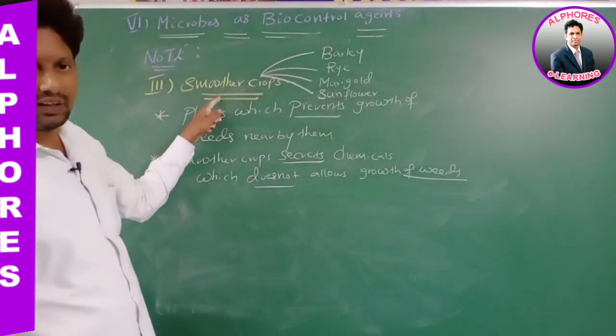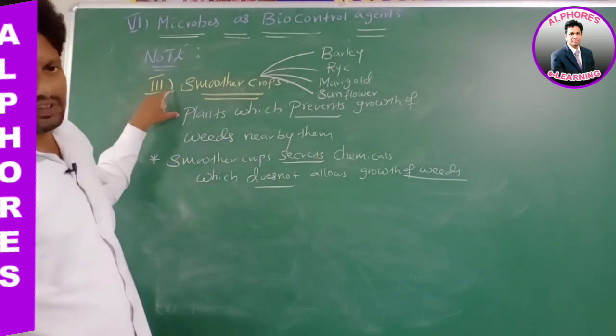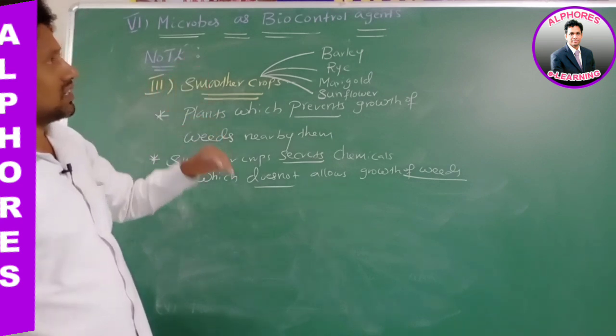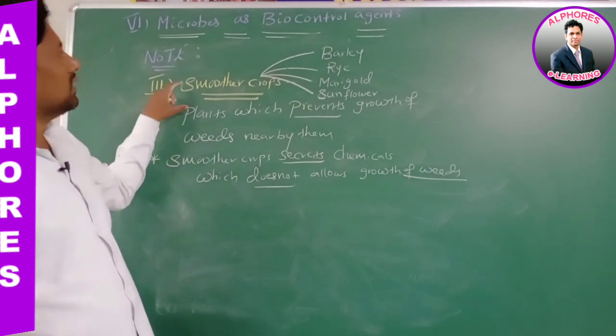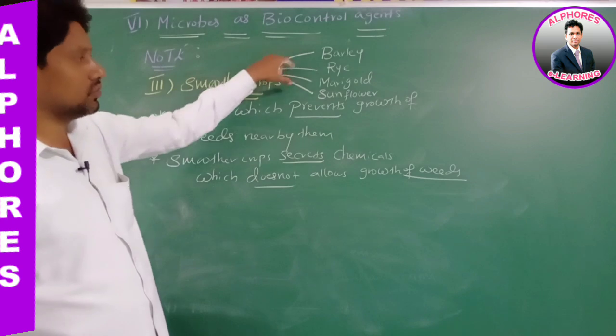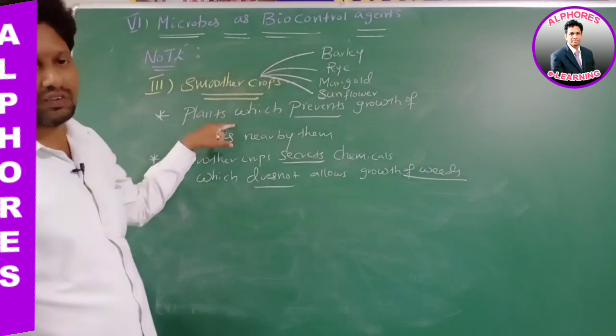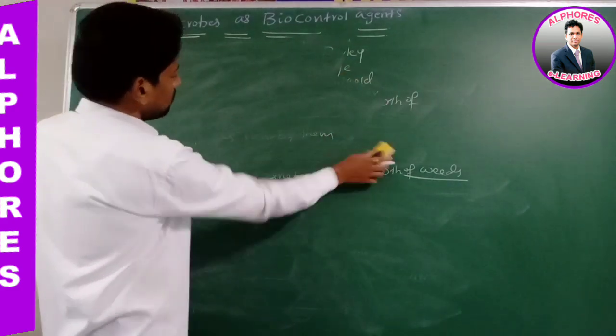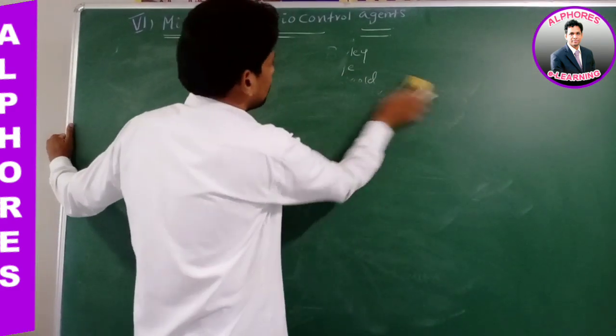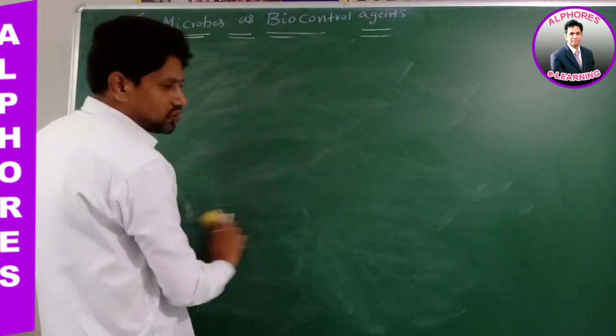Is it okay? Right? These are some important statements concerned with microbes as biocontrol agents. Is this concept clear? Okay, right. But here, instead of microorganisms, we used plants to prevent the growth of weeds, right? Now go for the next topic.